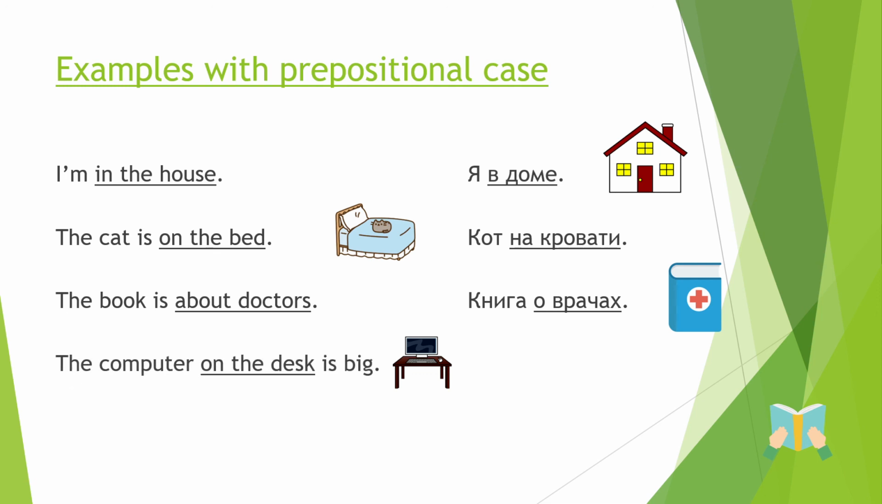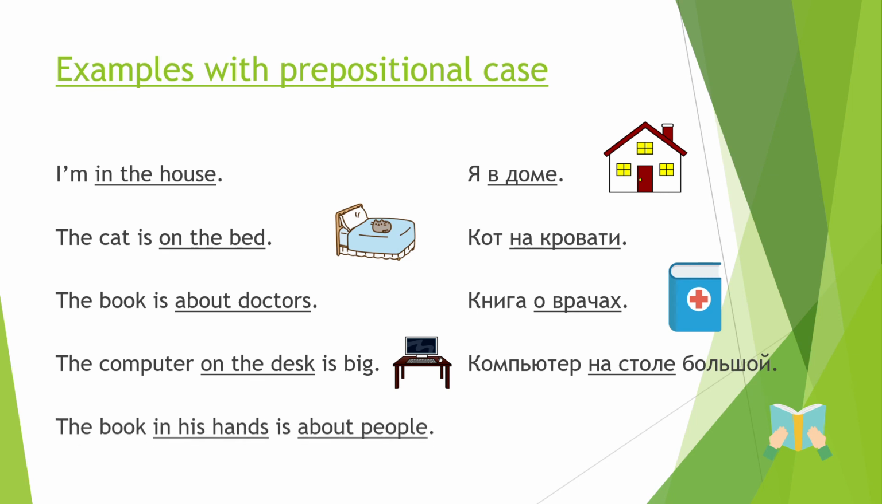The computer on the desk is big. Компьютер на столе большой. The book in his hands is about people. So there are two prepositions here. Книга в его руках, о людях.